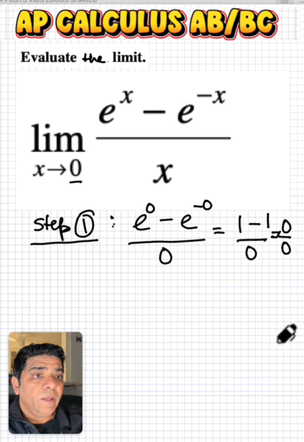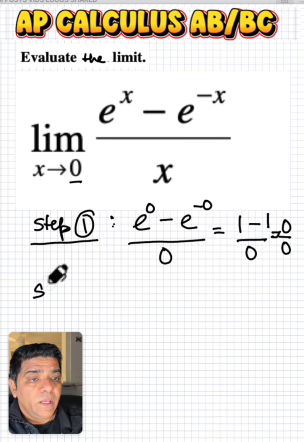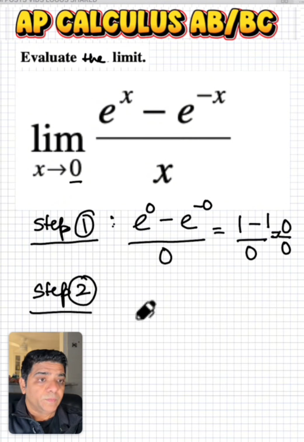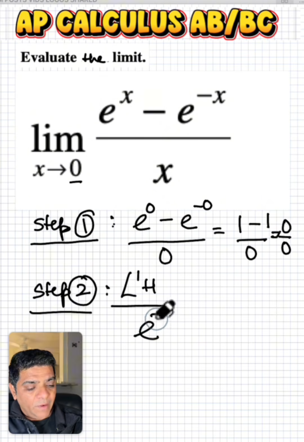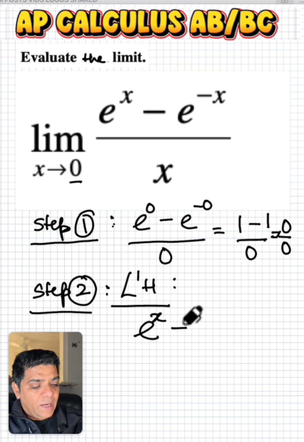So what we can do here is apply L'Hopital's rule and see if that works for us. Okay, so let's go ahead and do that. L'Hopital's rule: in the numerator, we take the derivative of the numerator. So the derivative of e to the power of x is simply e to the power of x, and then minus.